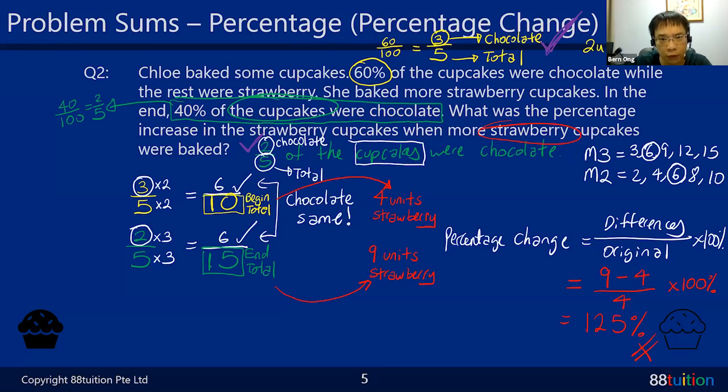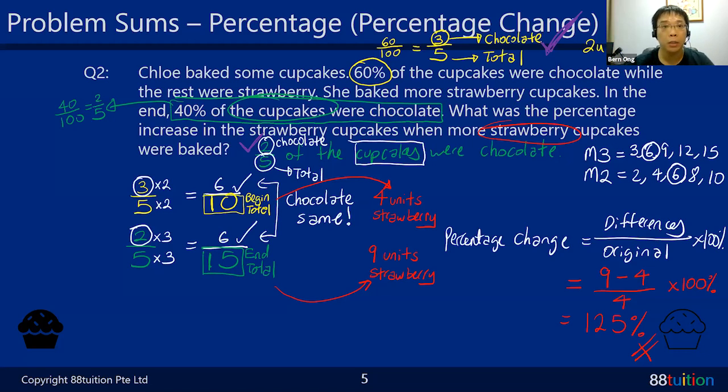Why do you get a denominator 4 from? What denominator 4? Xiaolin, the denominator 4. When we talk about percentage increase, percentage decrease, or the word percentage change, remember this formula: the differences over the original. Originally, she baked 4 units of strawberry in the beginning. So that's where the 4 comes from. So differences over the original. That's the 4. Sally, I hope you understand that portion.